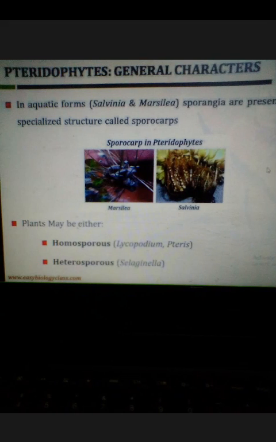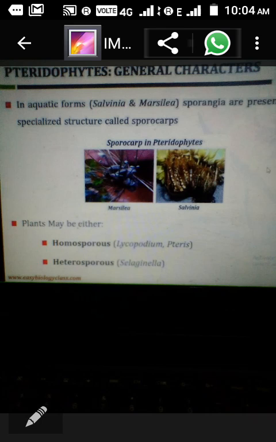Okay. Next, in some aquatic forms of pteridophytes such as Salvinia and Marsilea, sporangia are present within a specialized structure, and that specialized structure is called a sporocarp. As you can see in the images, sporocarps in pteridophytes, in Marsilea and Salvinia.